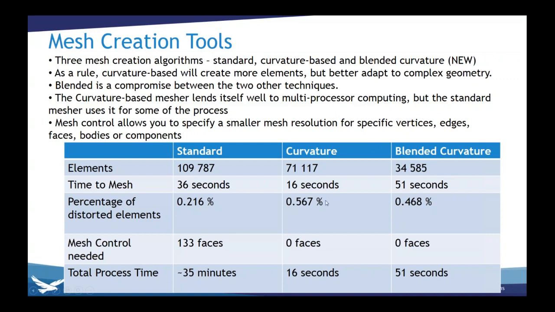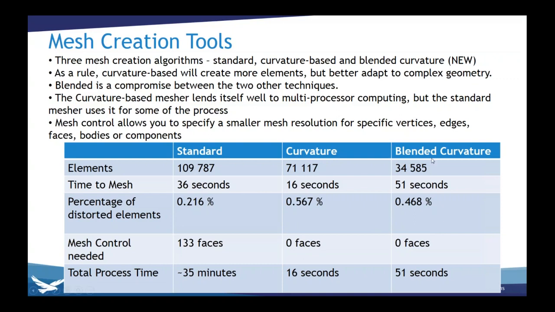The curvature-based mesher is very good at using multiprocessor computing. Runs in 16 seconds, one click, it's done, right? So my total cycle time is the time it took me to wait. 71,000 elements at the default, right? Because it's only refining mesh where it needs to, where there is high curvature. It's got a slightly higher percentage of highly distorted elements, but I could go fix those if I wanted to.